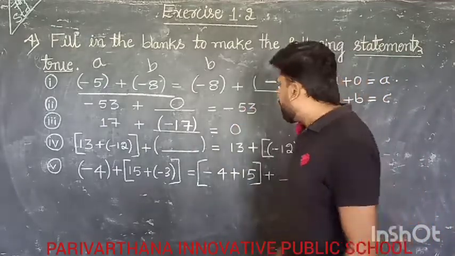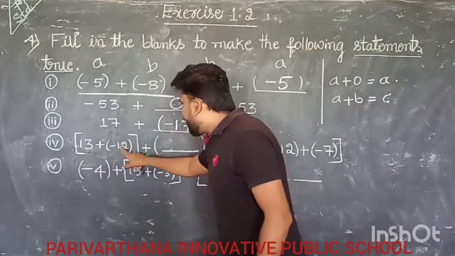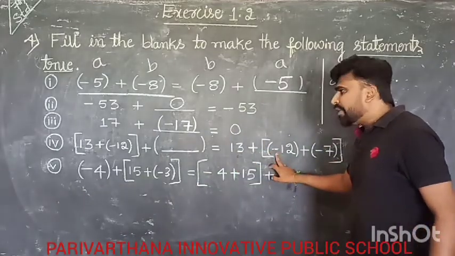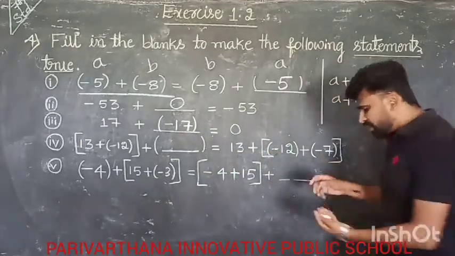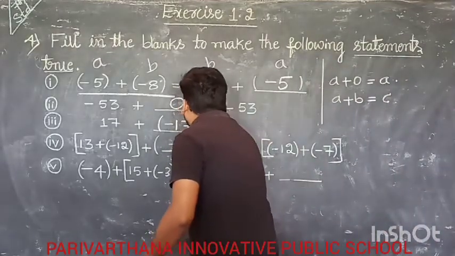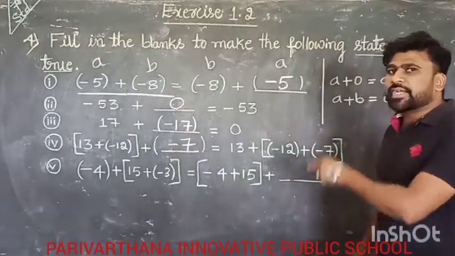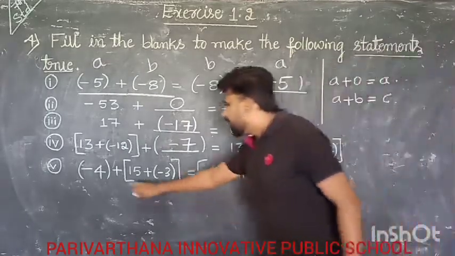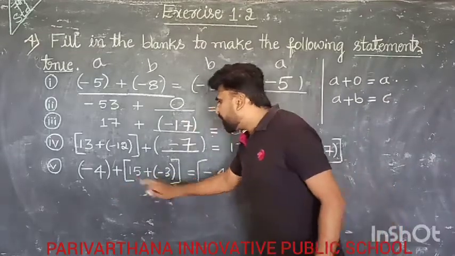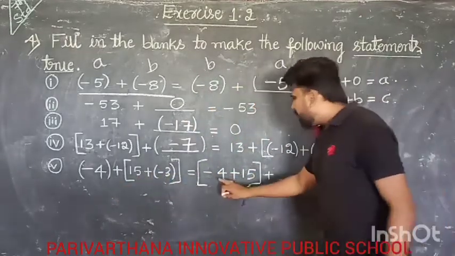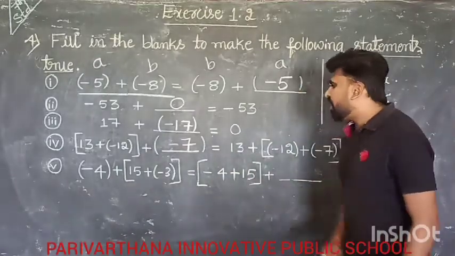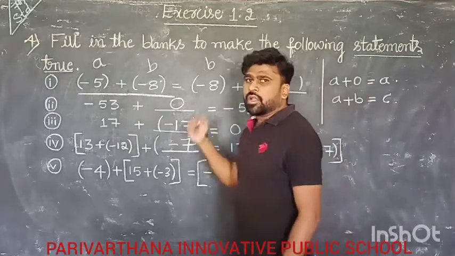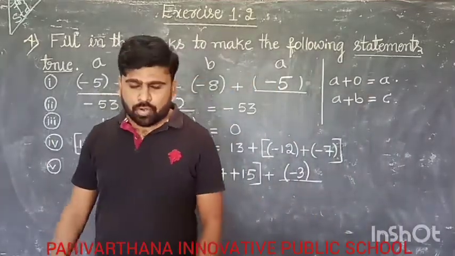It is very simple. See here, 13 A minus 12 B, A plus B. Here also 13 A minus 12, it is B. The answer C is minus 7. Here it is minus 7. Now the fourth one is associative property under addition. And same as the fifth one also, A minus 4, B plus 15, C will be minus 3. Now this is the end of exercise 1.2.